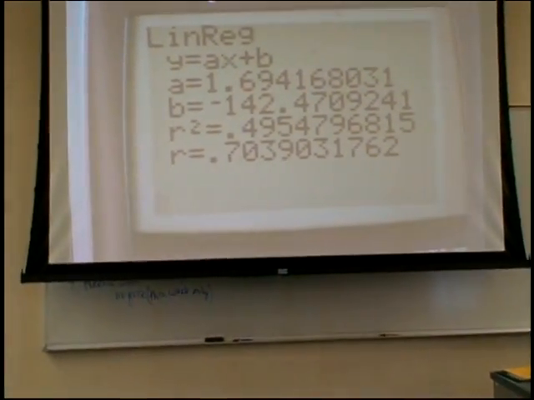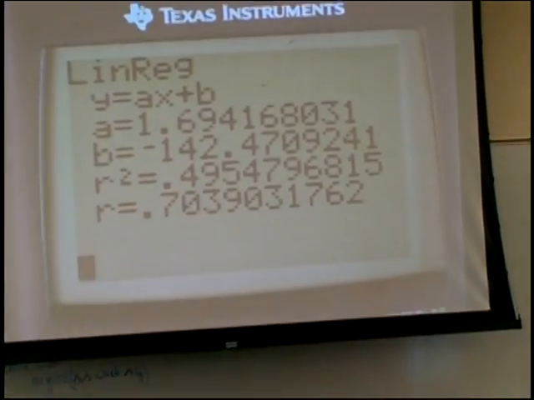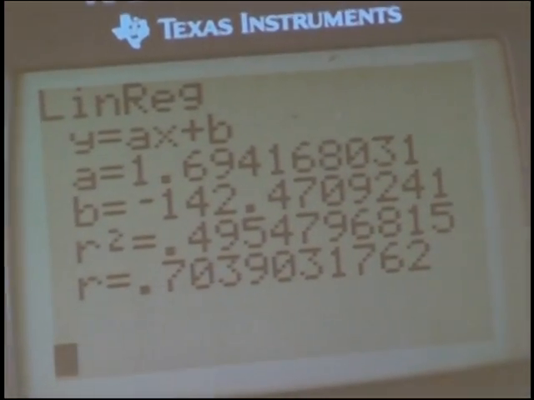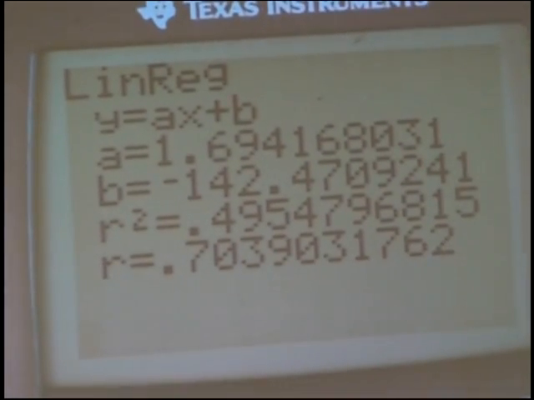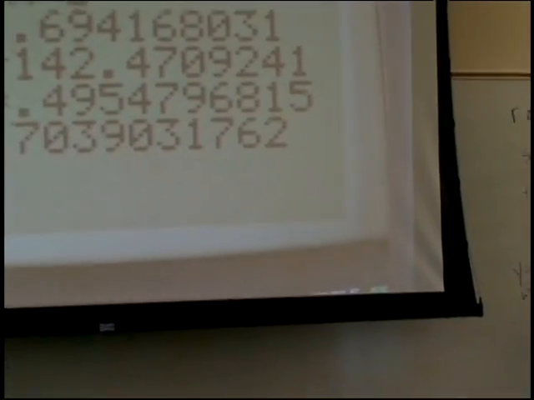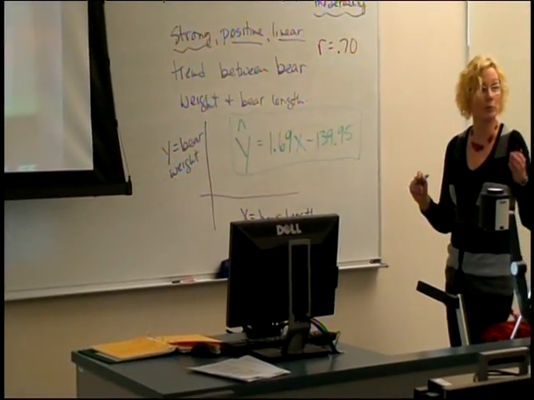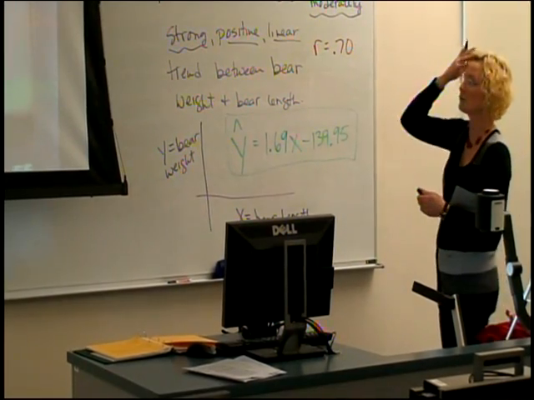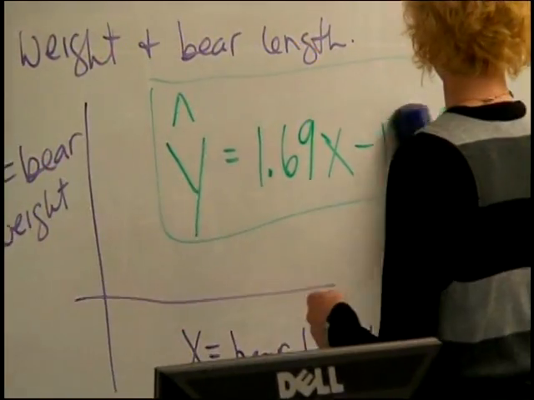Woohoo. Well, our 0.70 was still correct at 2 decimal places, right? So we're 1.69 x. I only typed in a 0.5, forgot a 0.5 in the whole calculation. You can see how it throws you off. Minus 142.47.